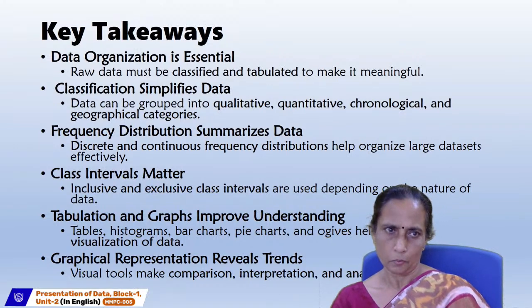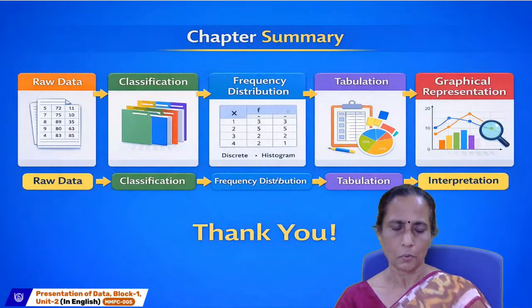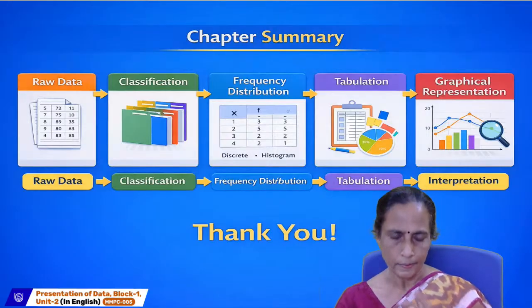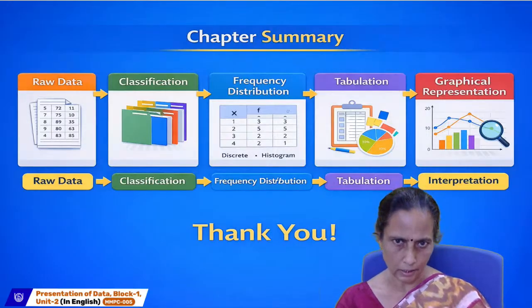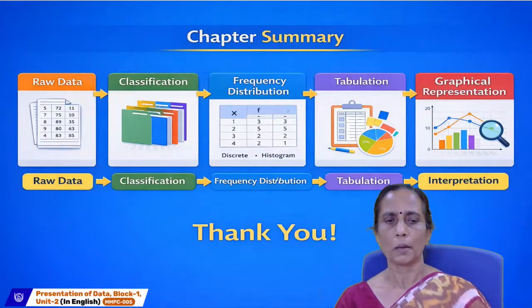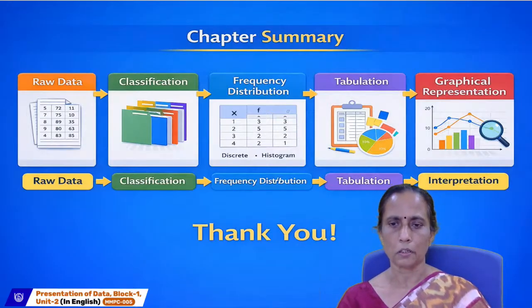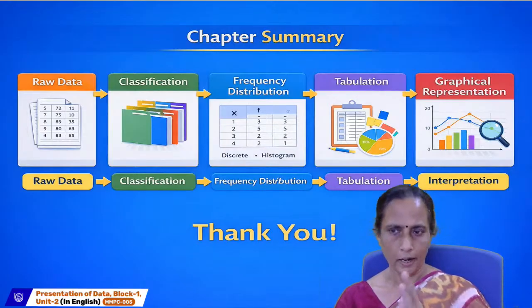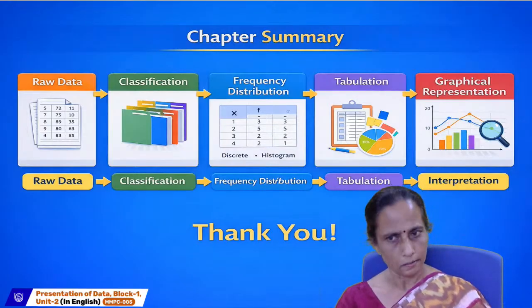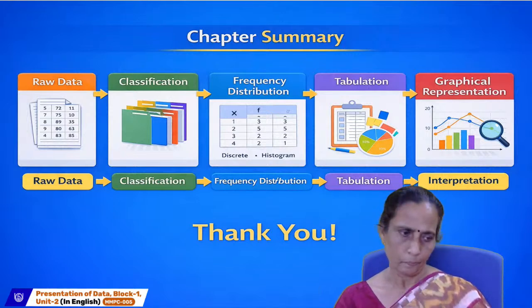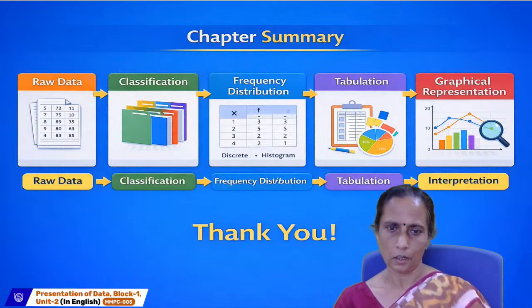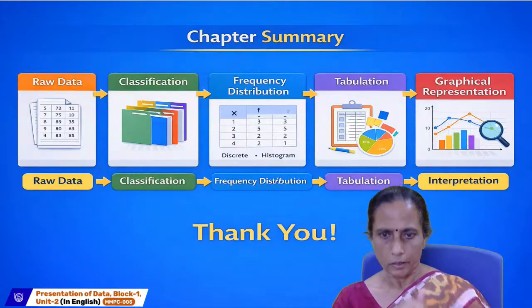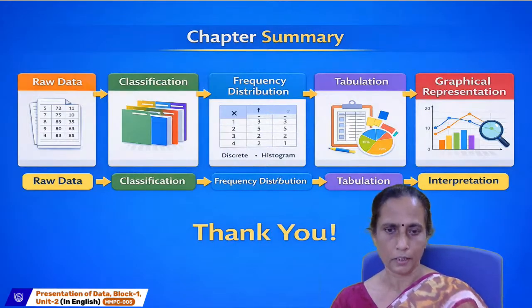So with this, this is what we have discussed today. The summary of our chapter is we have taken the raw data, made the classification of the data, and represented our classification in frequency tables organized in frequency distribution, and then we made it tabulated data, and after tabulating we presented it by using several types of graphs. So with this, this is what we have discussed today.